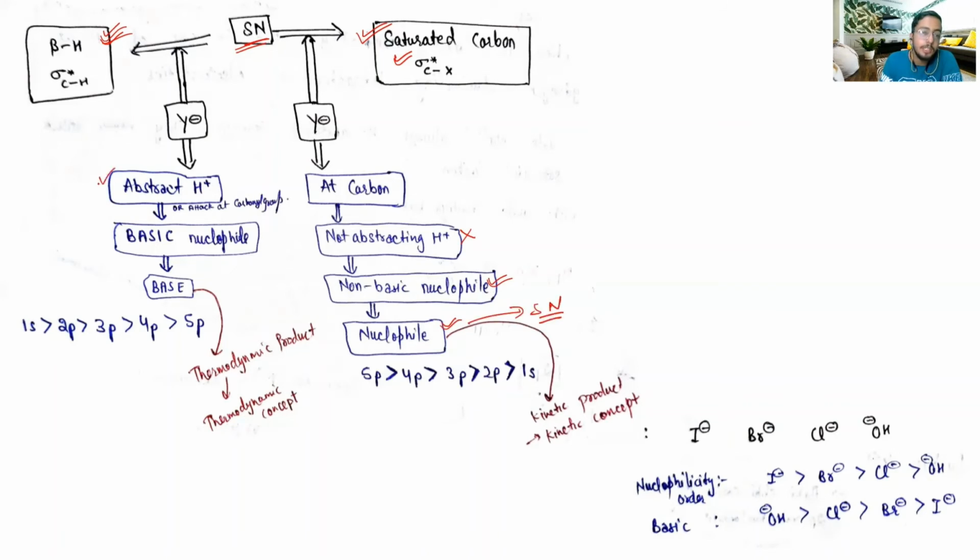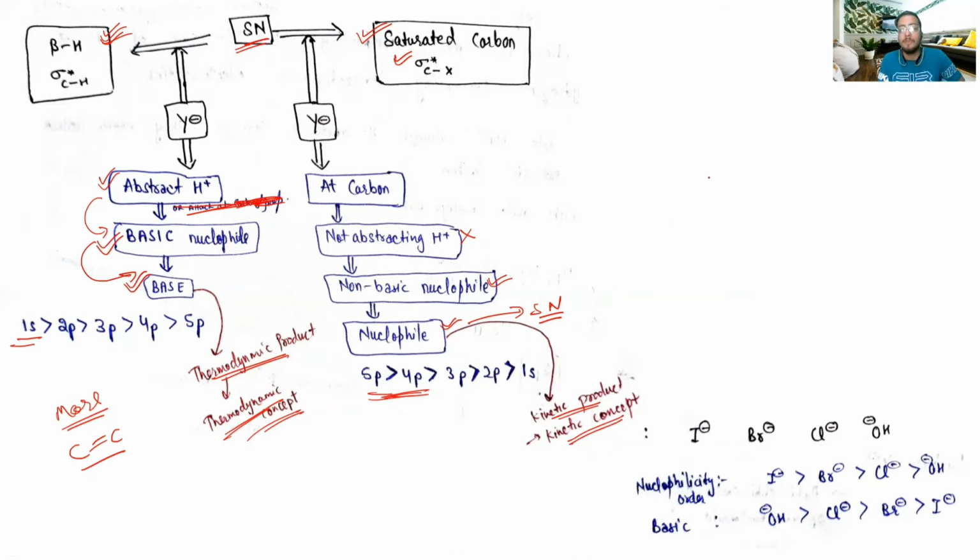But if it attacks the beta hydrogen, it will abstract a proton from there, and because it is abstracting a proton, it is called a basic nucleophile, or directly we call it a base. So the 1s type nucleophiles are the best bases, and 5p and 4p type nucleophiles are the best nucleophiles. Also, the elimination product is called the thermodynamic product, and it is a completely thermodynamic concept, because we get the more stable C double bond C product. But in the case of nucleophilic substitution reaction, we call it the kinetic product, and it is a kinetic concept, and we get a less stable product.